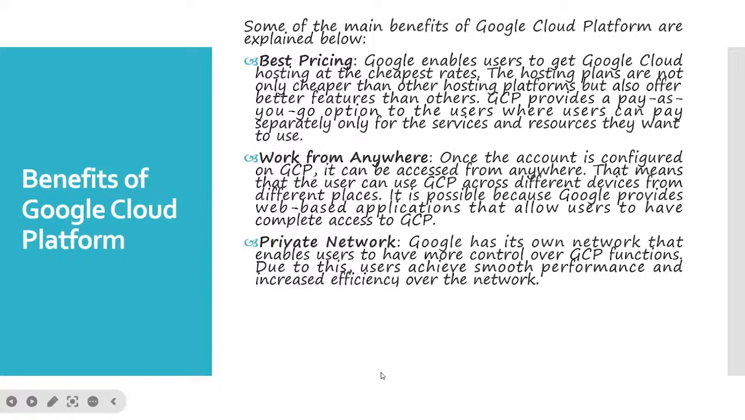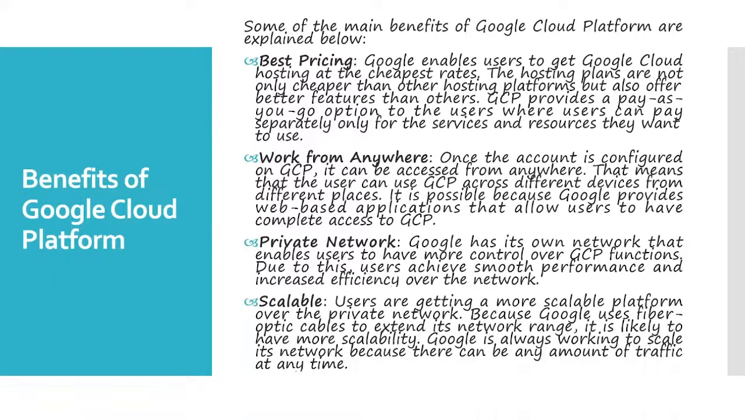Then the private network options. Google has its own network that enables users to have more control over the GCP functions. Due to this, users achieve smooth performance and increased efficiency over the network. So these are the benefits, and the scalability obviously.